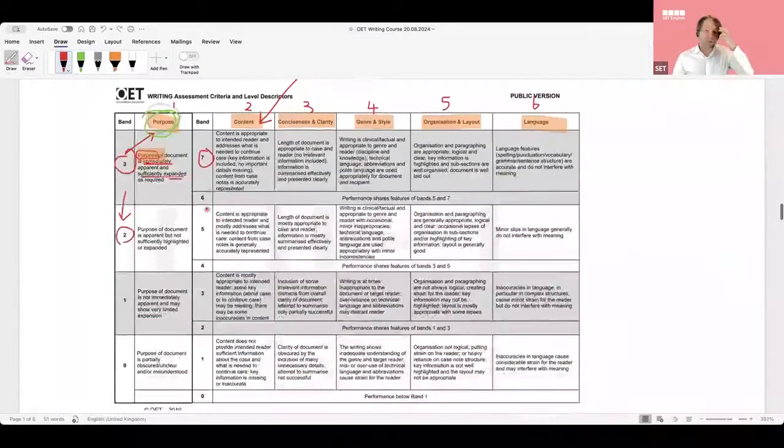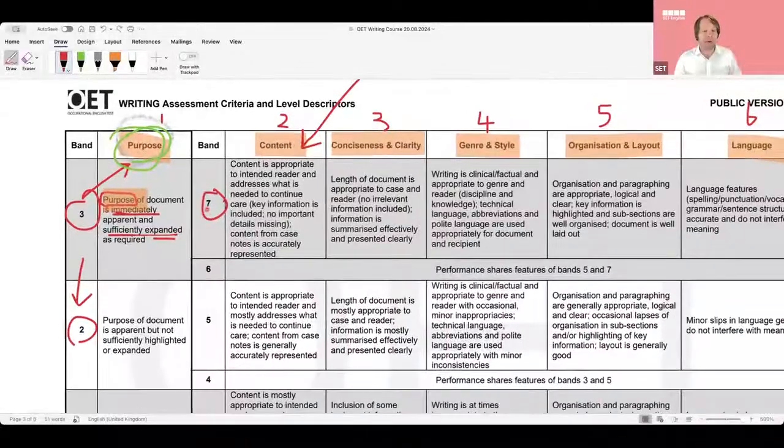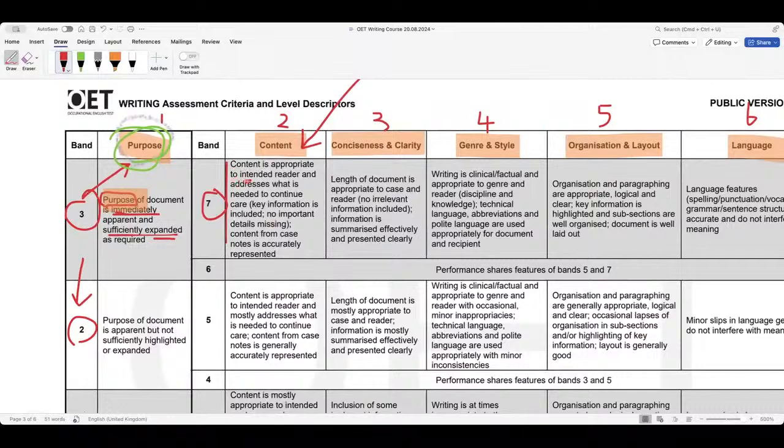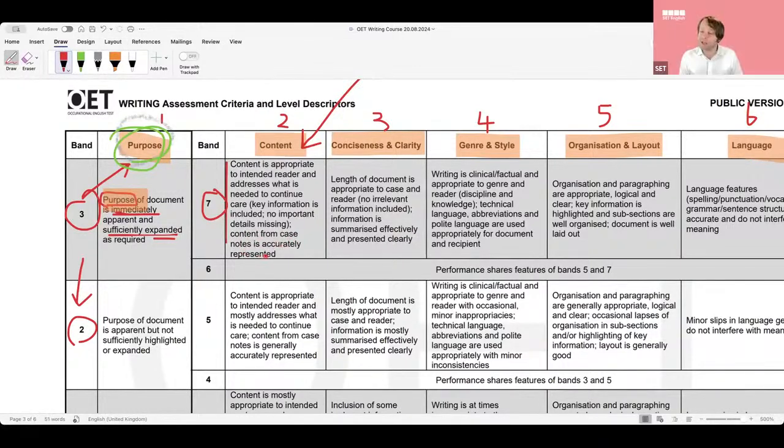So let's read what OET say about this. I'm going to ask for Mariama. Can you read this to us? What does it say here? Mariama, can you just read? Content is appropriate to intended reader and addresses what is needed to continue care. Key information is included. No important details missing. Content from case note is accurately represented. Does that make sense, guys? Is this clear?